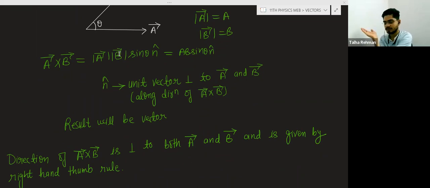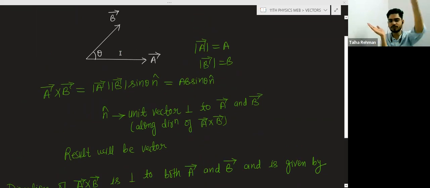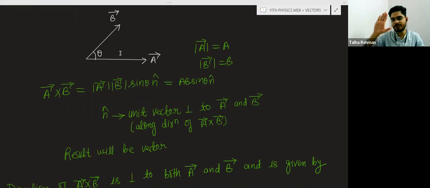You can do it yourself. Place the fingers of your right hand along the direction of a vector and curl your fingers towards the other vector like this. Your thumb will give you the direction of A cross B.